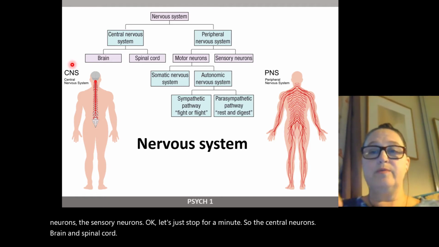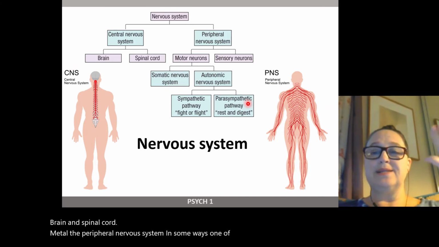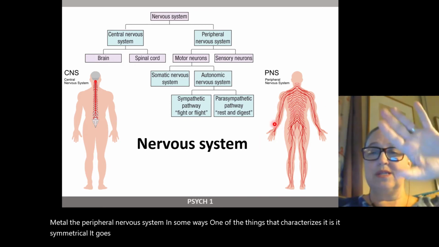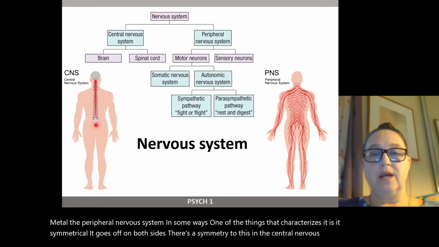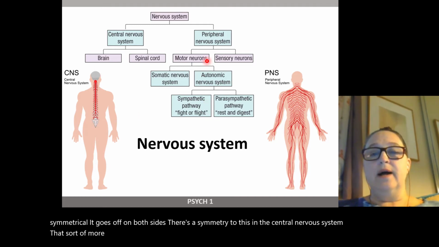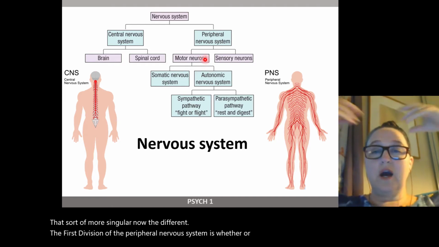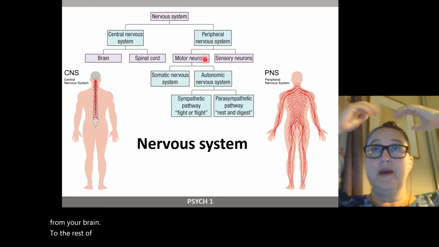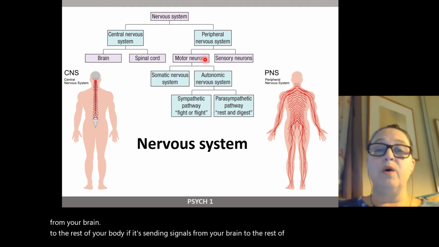The peripheral nervous system, in some ways, one of the things that characterizes it is it's symmetrical. It goes off on both sides. There's a symmetry to this. In the central nervous system, it's sort of more singular. Now, the first division of the peripheral nervous system is whether or not the nerves are coming from your brain to the rest of your body. If it's sending signals from your brain to the rest of your body, it's part of the motor neurons.